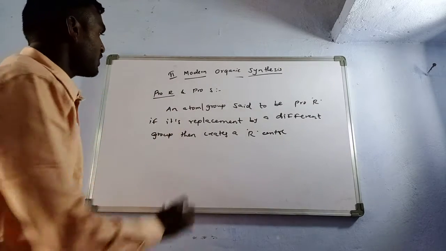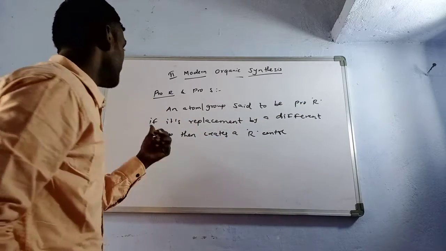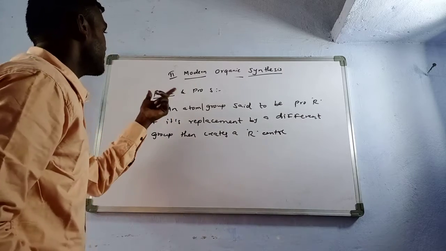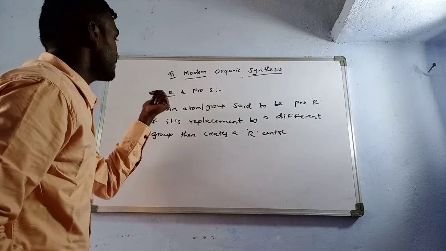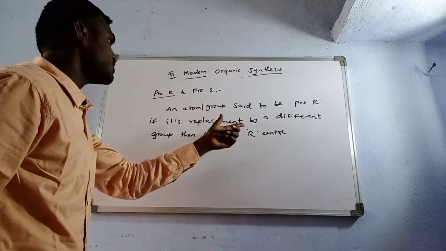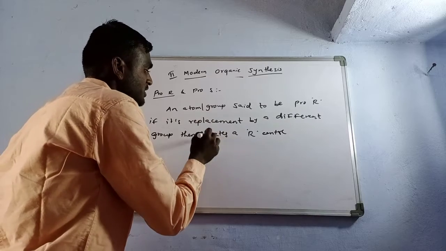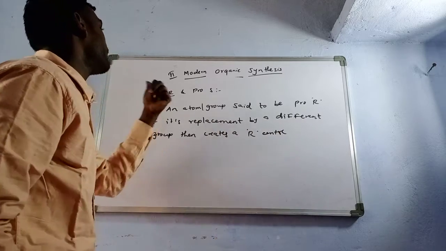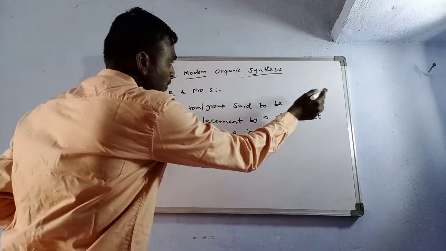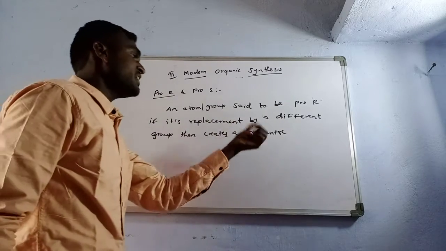In a similar way, an atom or group is said to be Pro-S if its replacement by a different group creates an S center, which is known as Pro-S. Whenever an atom or group is said to be Pro-R, if its replacement by a different group creates an R center, it is known as Pro-R. And in a similar way, Pro-S means an atom or group is said to be Pro-S if its replacement by a different group creates an S center.